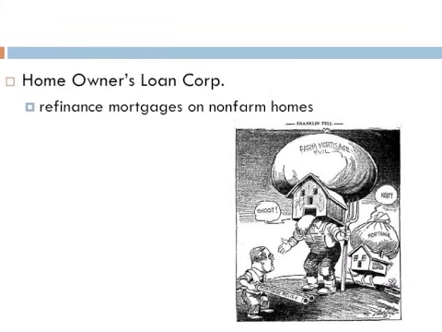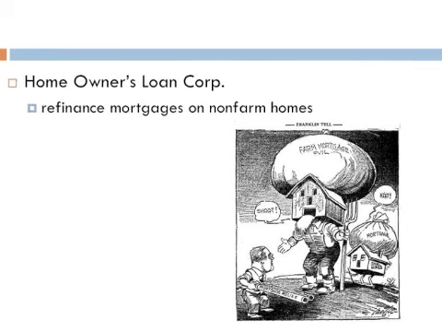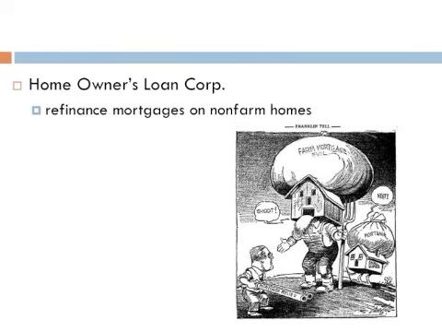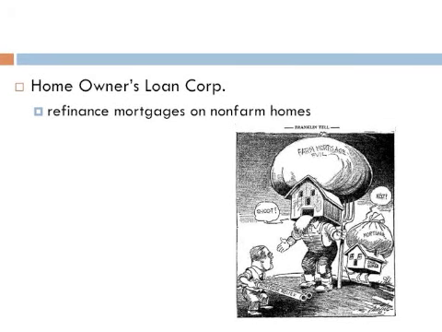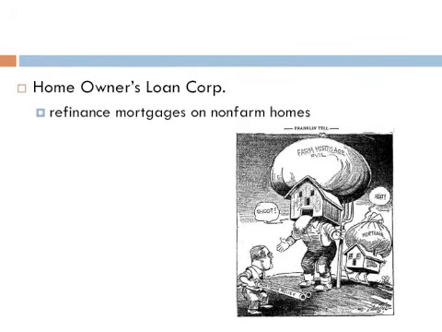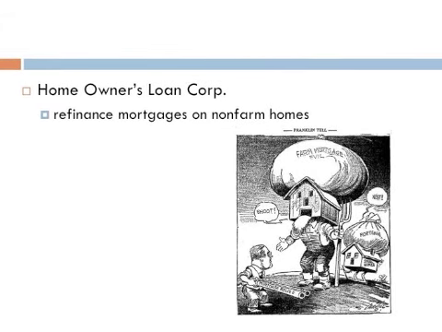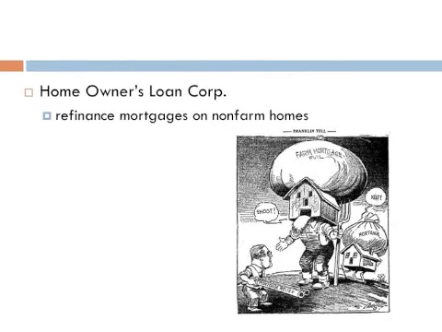The next one we're looking at is the Homeowners Loan Corporation, which was an attempt by the government to refinance mortgages on non-farm homes in an attempt to keep these people from being kicked out. In other words, they're not making enough money because they're unemployed or for other reasons to pay their home mortgages. So they're trying to lower interest rates, they're trying to drop their payments in an attempt to keep them from getting kicked out of their homes.